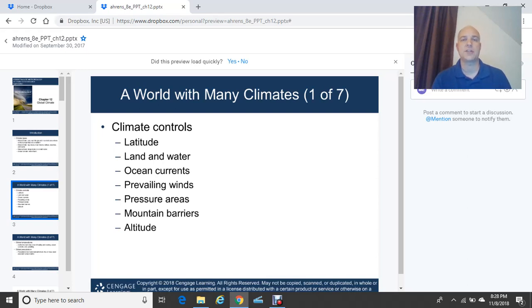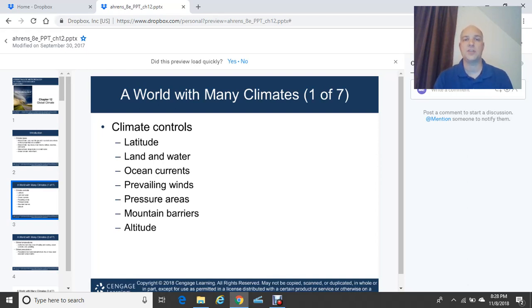Ocean currents has to do with what kind of current you have offshore where you live. If you live in California, for example, you have the cooler California current that comes down from the north. That cooler California current is going to have a modifying impact on your climate. You may be drier and cooler due to that cooler ocean current right offshore.